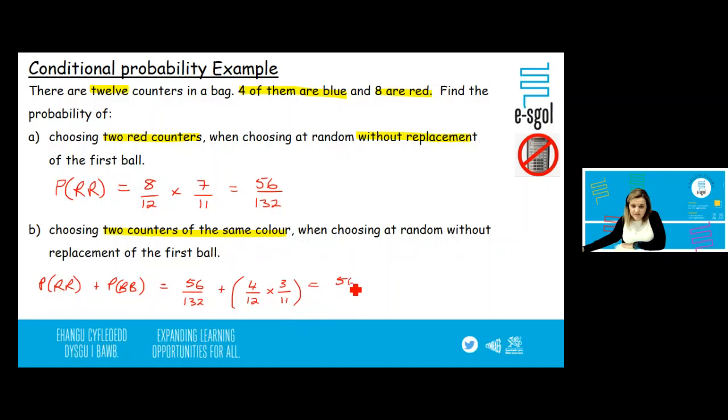So 56 out of 132 is still there. 4 times 3 is 12, still out of the 132 because 12 times 11 doesn't change. And then you add your numerators, so 68 out of 132. Okay, so that question is now done.